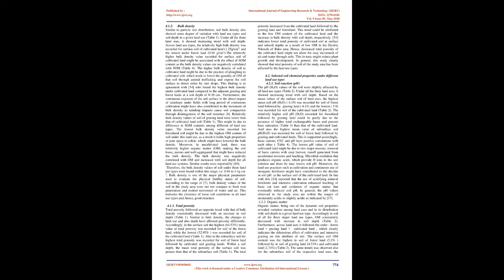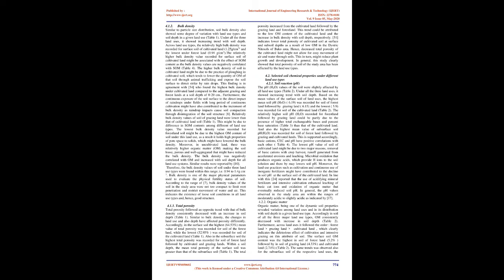The relatively higher bulk density value recorded for surface soil of cultivated land might be associated with the effect of SOM content, as the bulk density values are negatively correlated with SOM, Table 4. The higher bulk density of soil in cultivated land might be due to the practice of plowing in cultivated soil, which tends to lower the quantity of OM of that soil through animal trafficking and expose the soil surface to direct strike by raindrops. This finding is in agreement with 54, who found the highest bulk density under cultivated land compared to the adjacent grazing and forest lands at a soil depth of 0 to 20 centimeters.